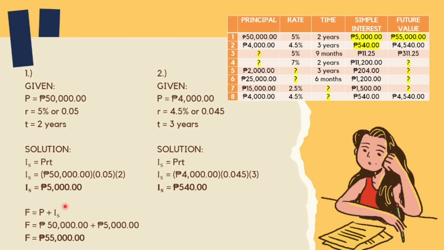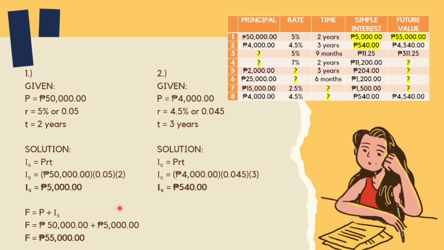Now, after the simple interest, let's have the future value. We have here principal plus simple interest as the formula for finding the future value. Now all you have to do is substitute it. For the principal, we have here 50,000 plus the simple interest, 5,000. Once you add 50,000 and 5,000, you get an answer of 55,000. So again, don't forget the peso symbol. So that is for finding the future value.